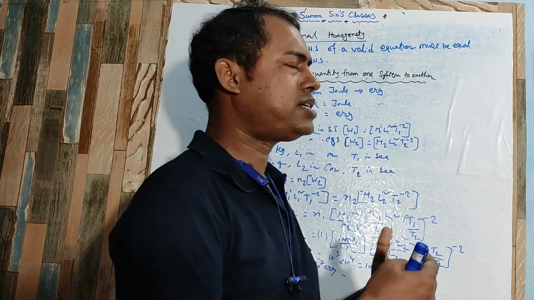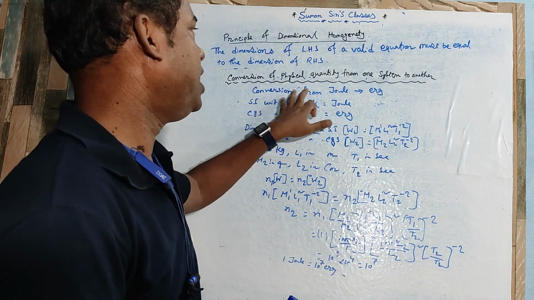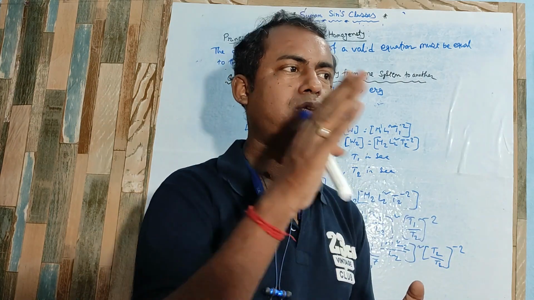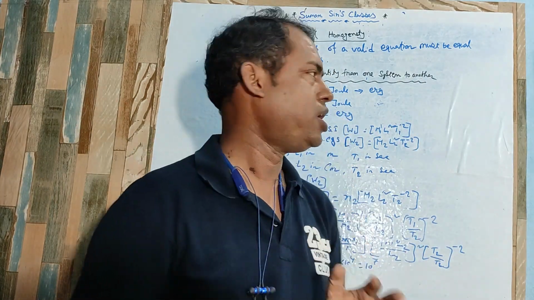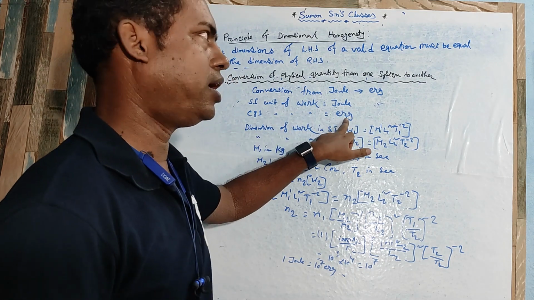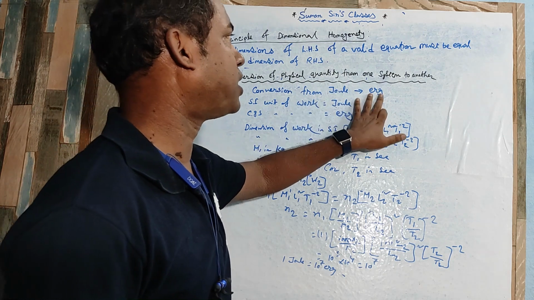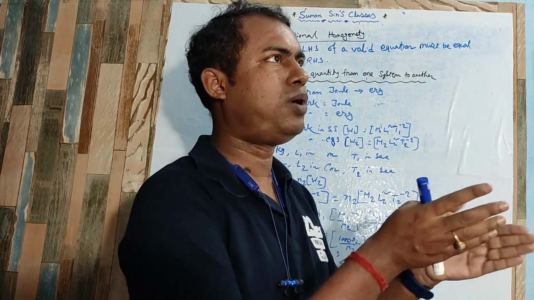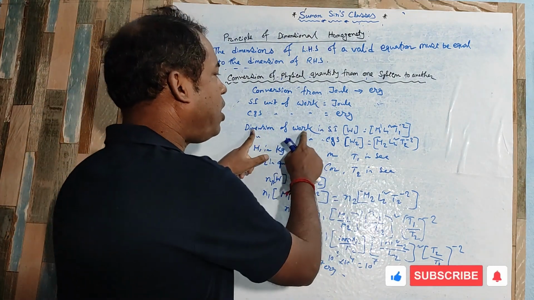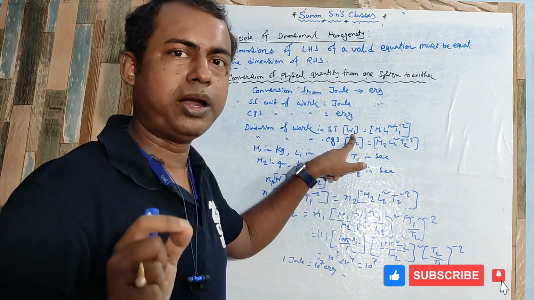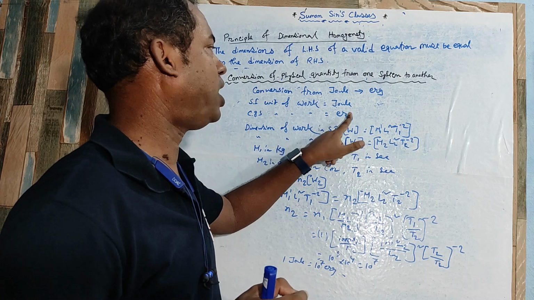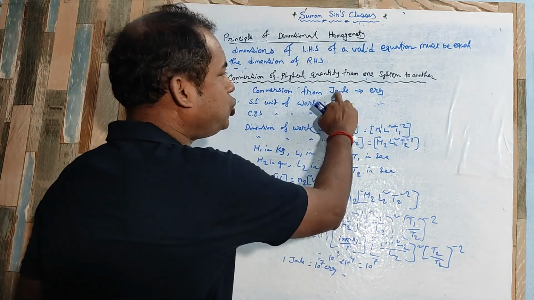In what way can we convert a physical quantity? Consider one physical quantity, work done. Work done equals force into displacement, force multiplied with displacement. The SI unit of work is joule and the CGS unit is erg. We can convert from joule to erg by using dimensions. Consider first the dimension of the work in the SI system as W1. We repeat once again: the SI unit of work is joule and the CGS unit of work is erg, and we can convert joule to erg.